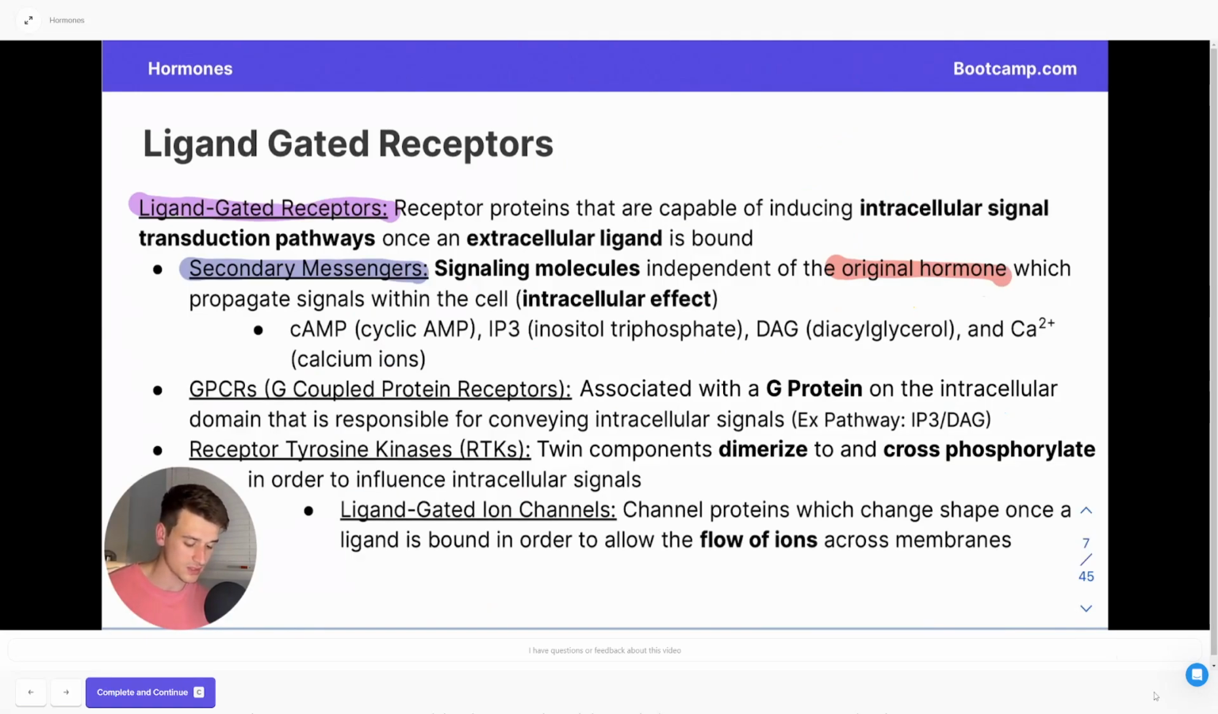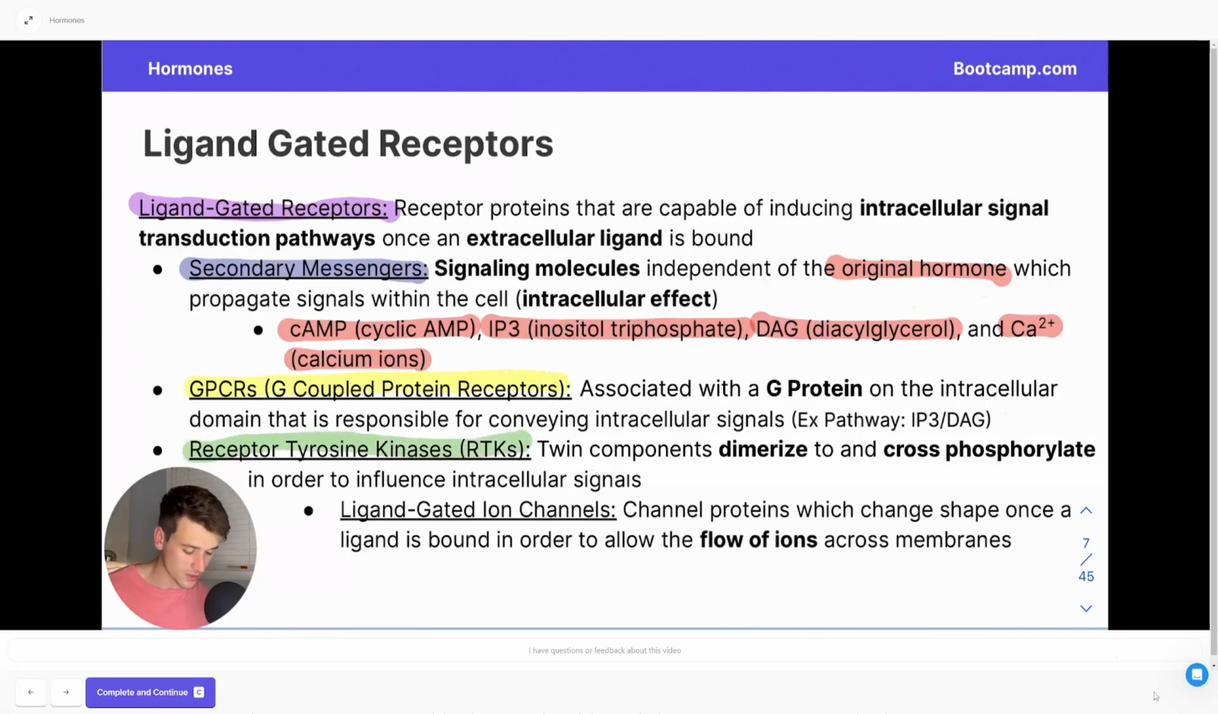We'll go ahead and start with cAMP, cyclic AMP. We also have IP3, which is short for inositol triphosphate, DAG, which is short for diacylglycerol, and Ca2+, which is very simply calcium 2+ ions. And as promised, here are those two types of ligand-gated receptors that we're going to cover in a little more depth as we move on. The first is known as a GPCR, which stands for G protein-coupled receptor. The other form of ligand-gated receptor that we're going to cover is known as a receptor tyrosine kinase, or RTK.